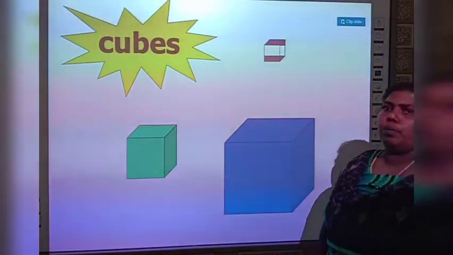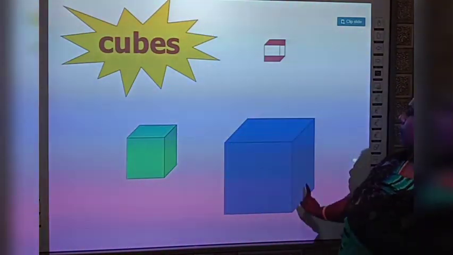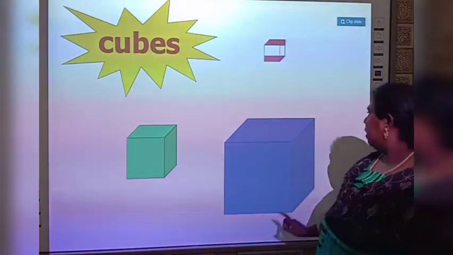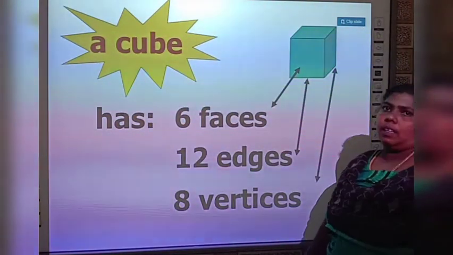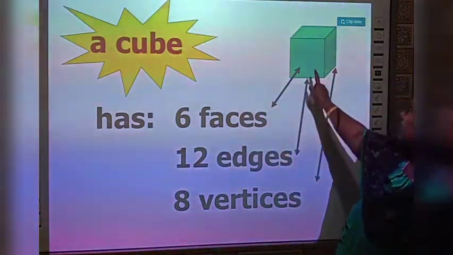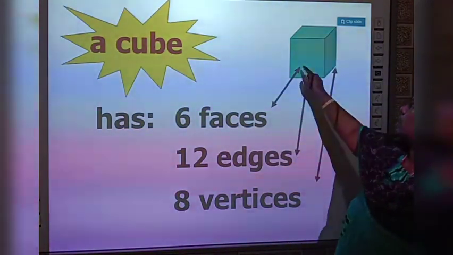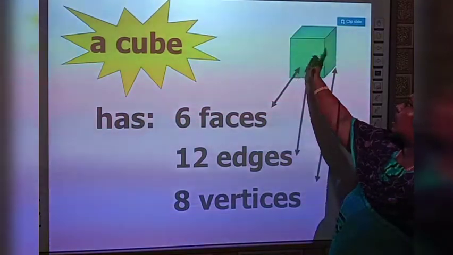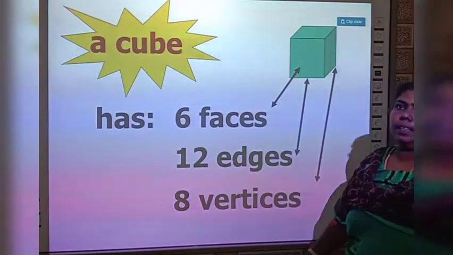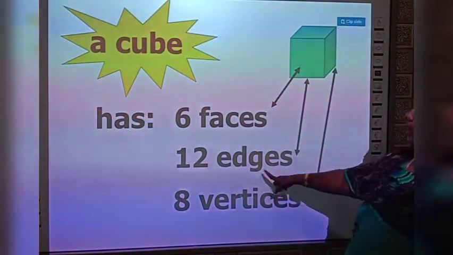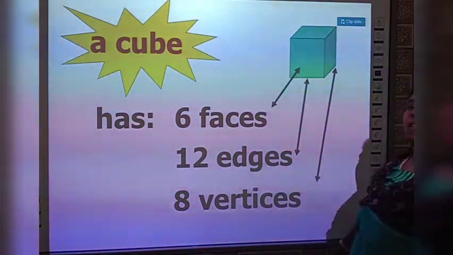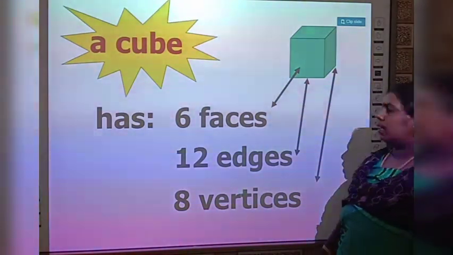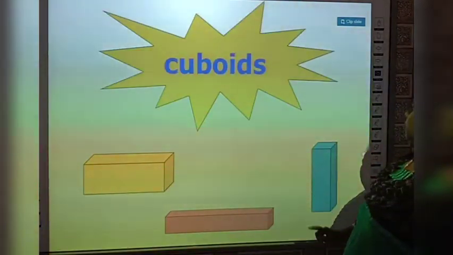This is a cube. Here this is the big one, this is the small one. A cube has 6 faces. You can see the 6 faces here: front, back, then 2 sides, then upside and down. Then how many edges? 12 edges. Then how many vertices? 8 vertices.